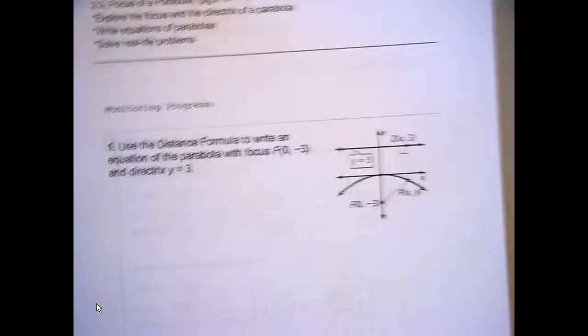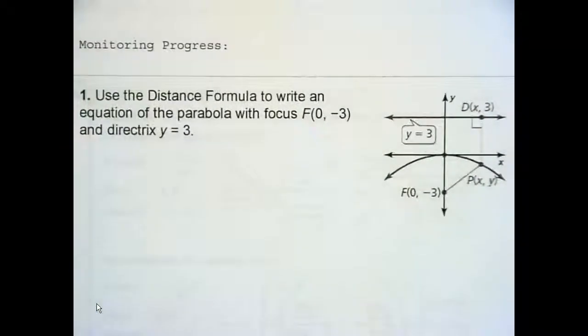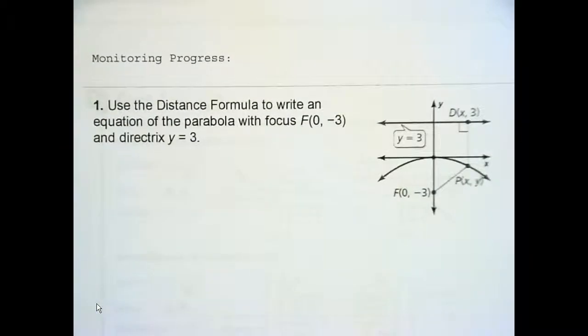All right, so here's what I want to do. Let's try some problems from the monitoring progress. Let's take a look at number 1 here. This is out of your textbook. This is the monitoring progress. Okay? Just looking at that, it says use the distance formula, and I'm opposed to using it because I think it wastes your time right now. Okay? So I'm going to get rid of that part.